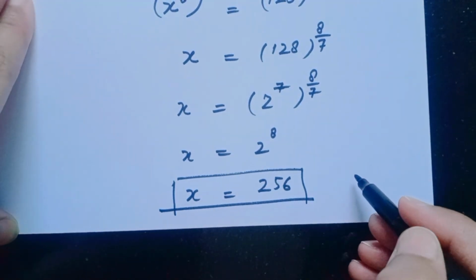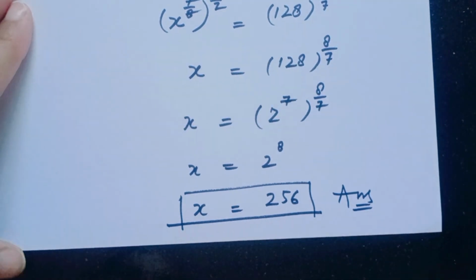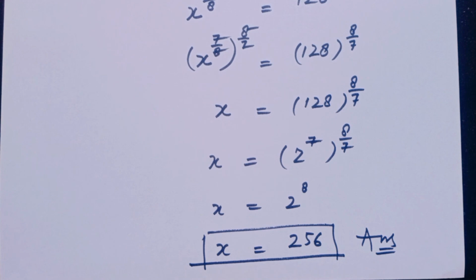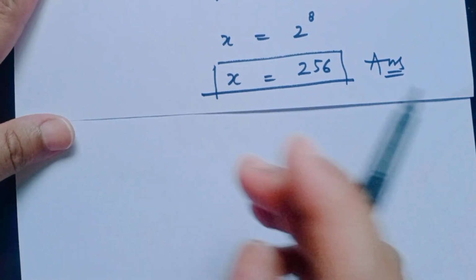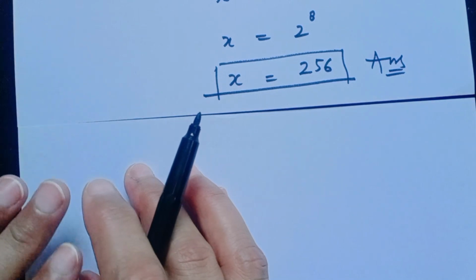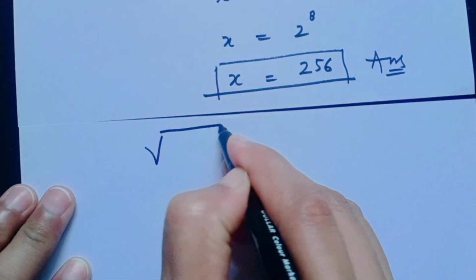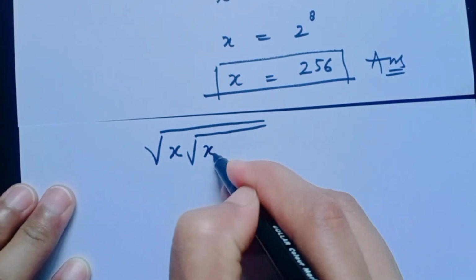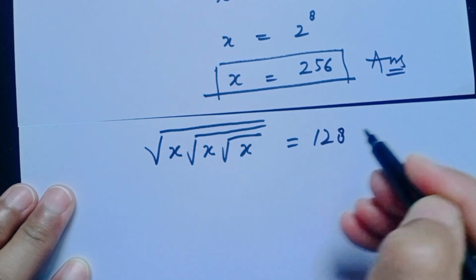Now I am going to use the second method. What we will do in the second method, I will write down the question first of all, and then I will start it. Square root x and square root x and square root x is equal to 128.